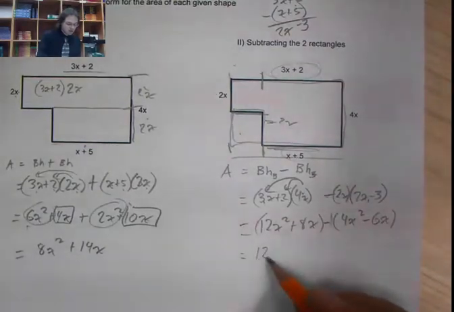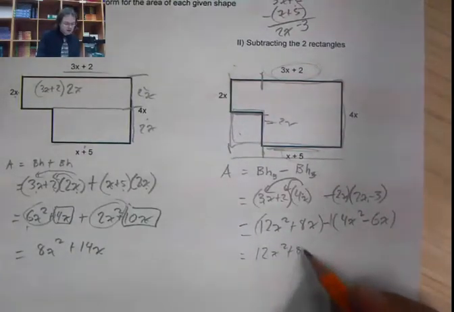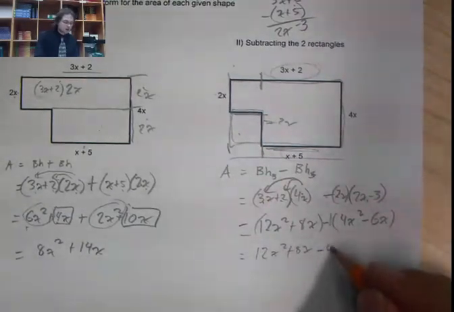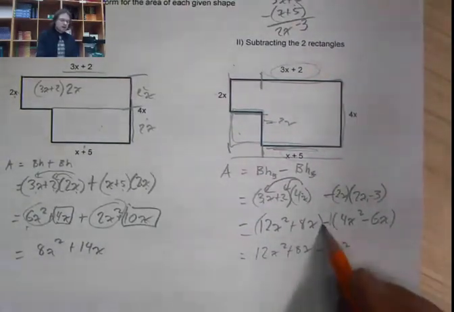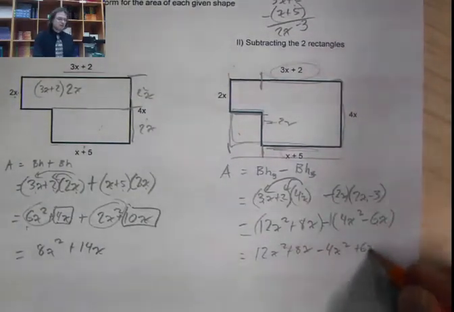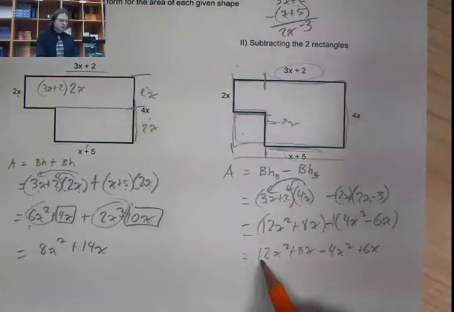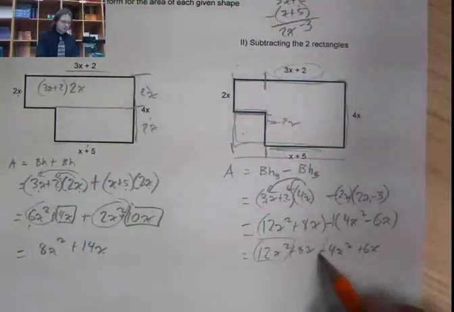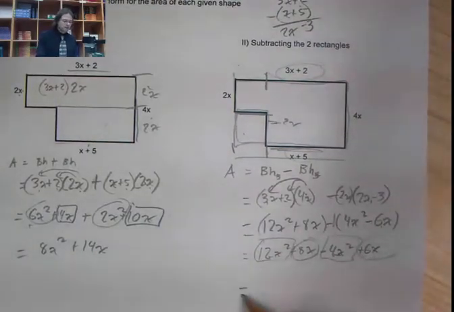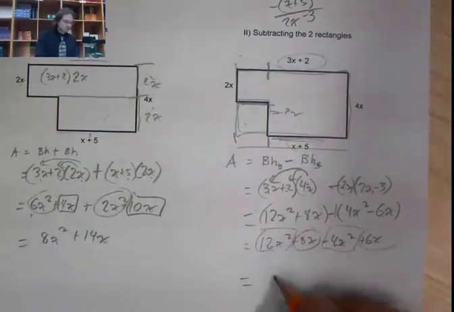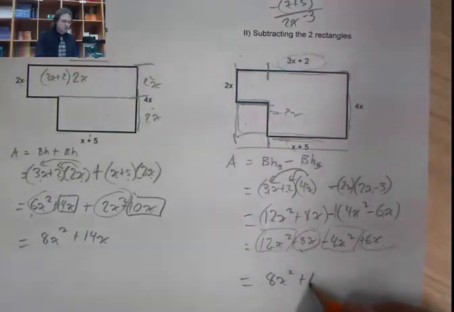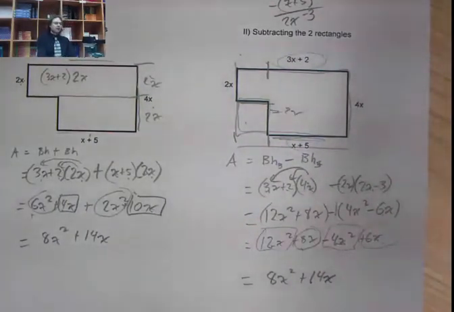So I'm going to have 12x squared plus 8x is equal. And then now, I have negative 1 multiplied by 4x squared gives me minus 4x squared. And then I have negative 1 multiplied by negative 6x will give me plus 6x. I combine all this together, 12x squared, these are my squares, and these are my non-squares. 12x squared minus 4x squared gives me 8x squared, then I have 8x plus 6x will give me 14x, and my answers are the same.